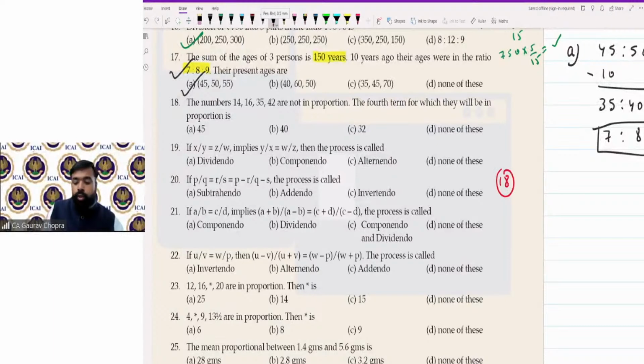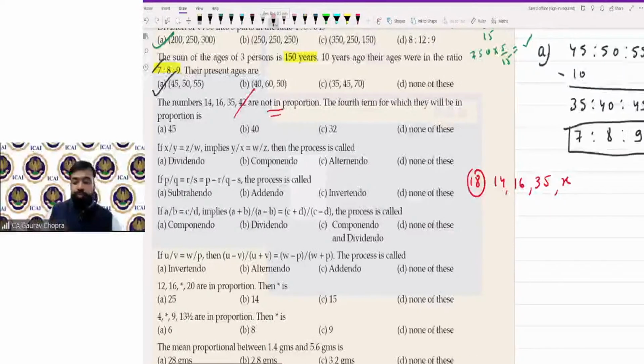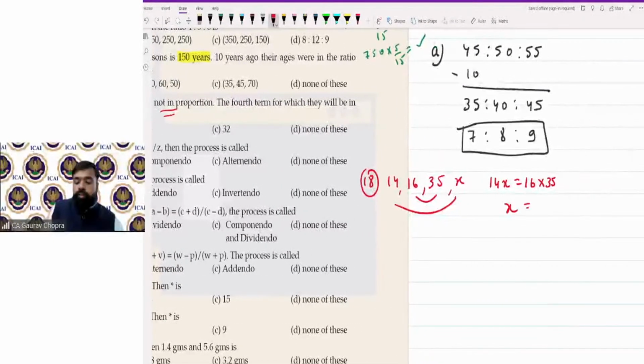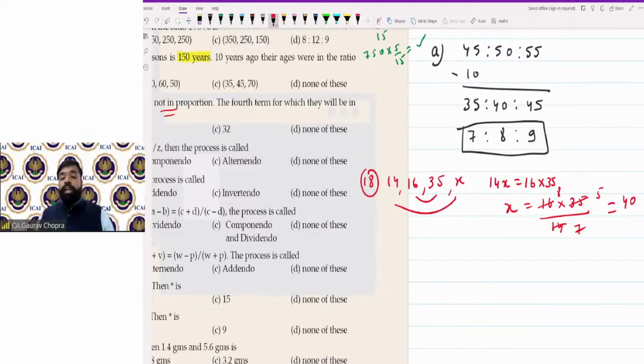Question number 18: 14, 16, 35, and then dash. Because 42 is the wrong value since they are not in proportion. So now you can apply the formula. 14x is equal to 16 into 35. So x will be 16 into 35 upon 14. Let's cancel them. How much we are getting? 8 into 5 is 40. The value of x is equal to 40.